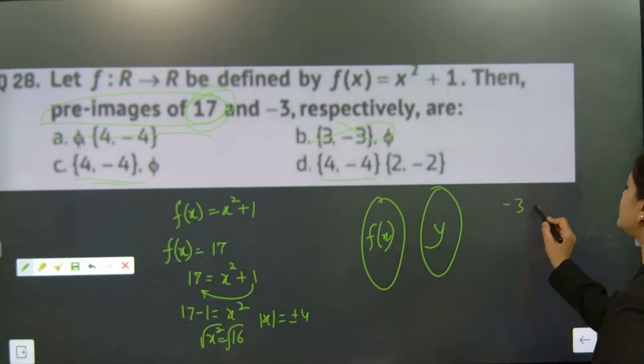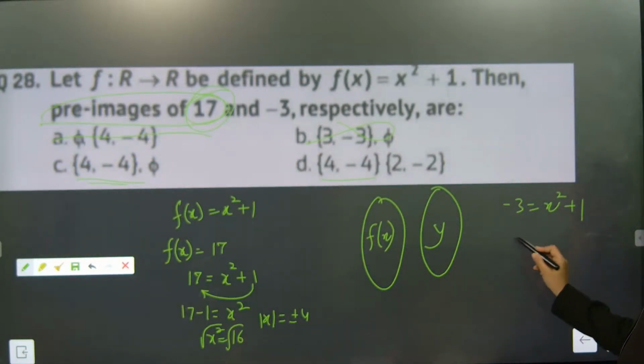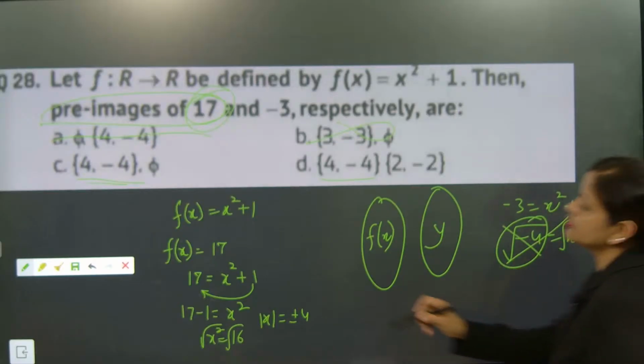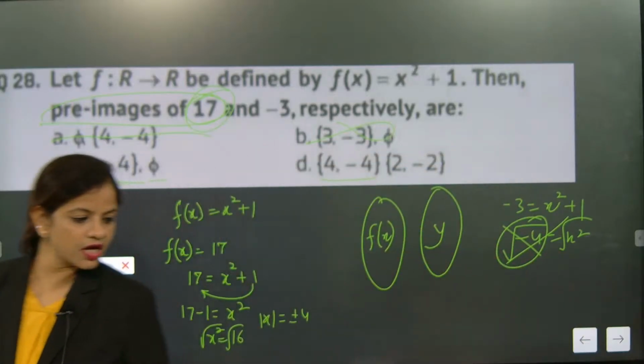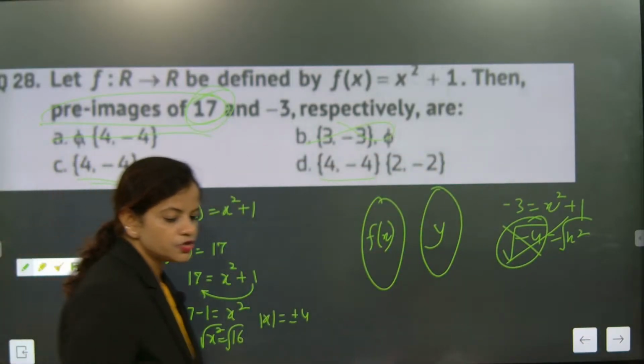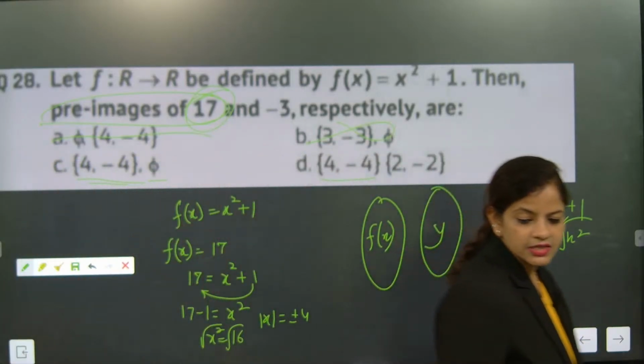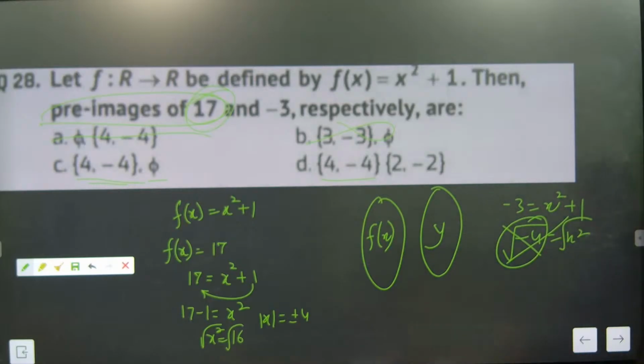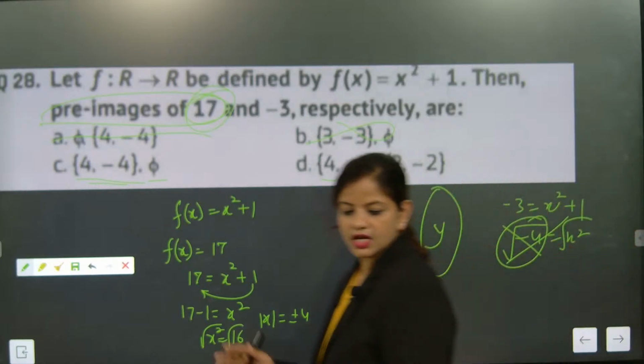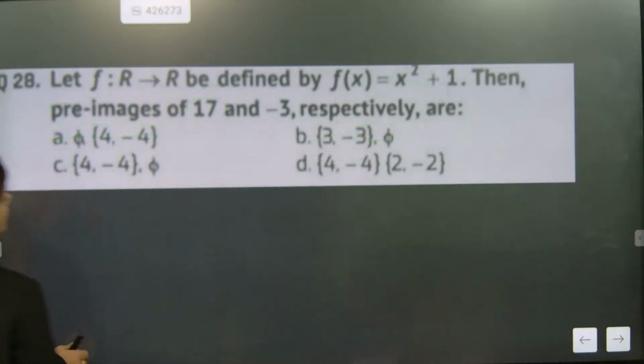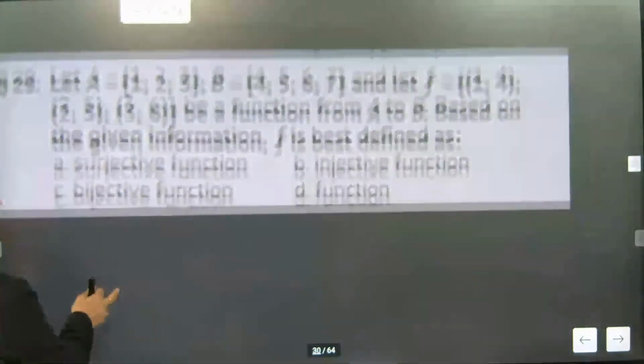The second is minus 3 equal to x square plus 1, so minus 4 is equal to x square. The root of minus 4 is not possible, so the second part will be 5. So the correct answer is option C. Kishore, absolutely correct. I hope you have understood. The correct answer is option C. This is complete information for chapter 1.